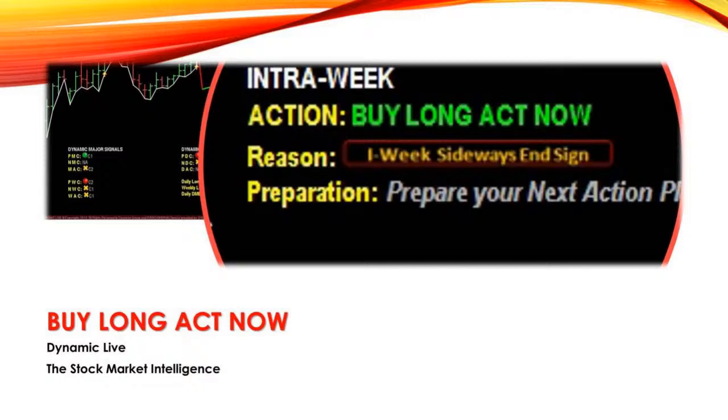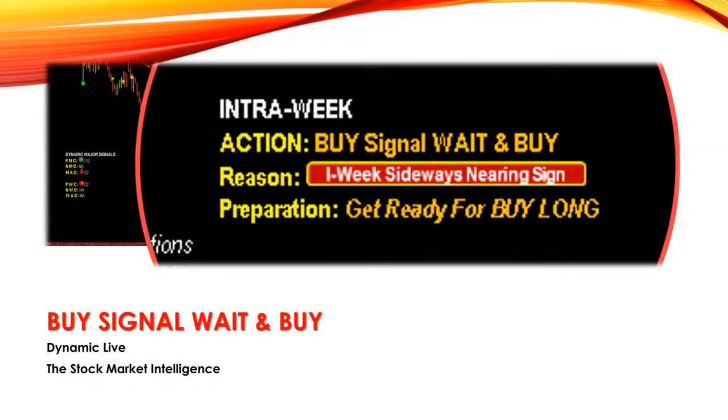But many times when the price is increasing, and if this Dynamic Live feels that this is a trap, the price may not increase. In such a case, it will be written as buy signal, wait and buy. It means buy signal has come, but please wait, don't buy this. So when to enter, when not to enter, just by looking at this action information, you will be able to understand it.